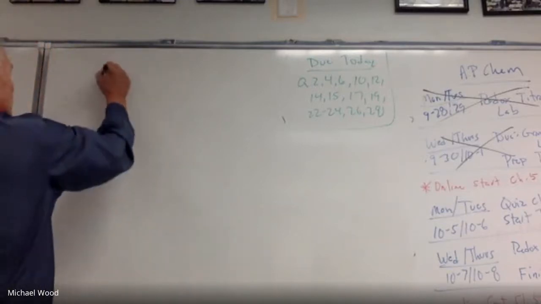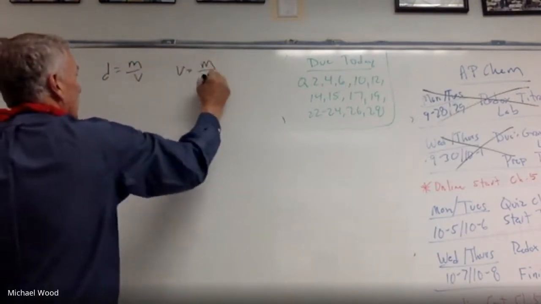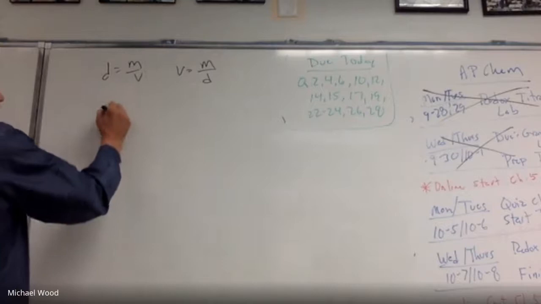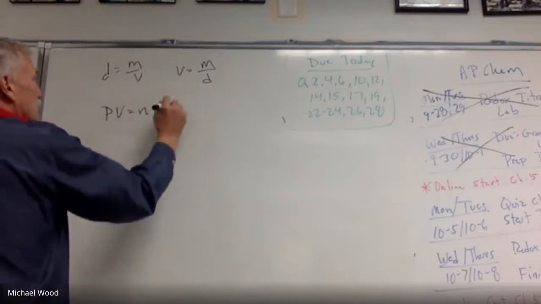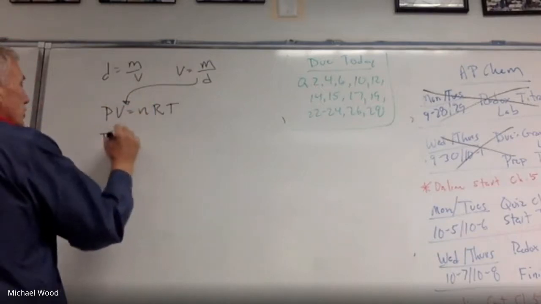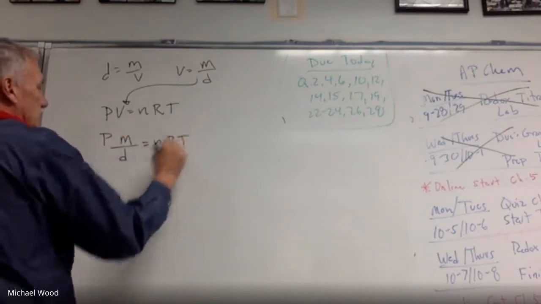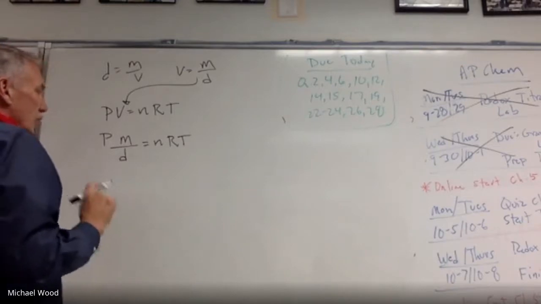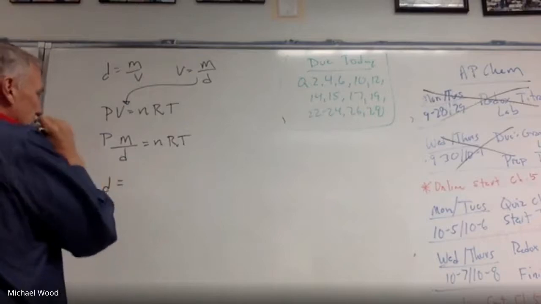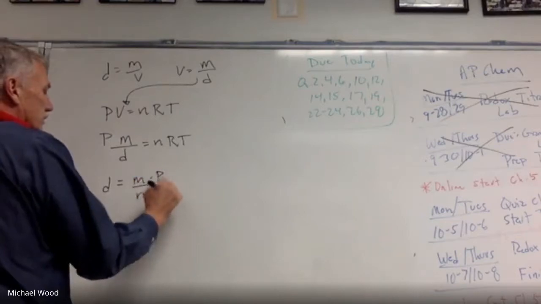First of all, I know that density is equal to mass over volume, so if I rearrange that, volume is mass over density. I'm just showing you how you could derive this. Well, I know that PV equals nRT, and so if I substitute that in for volume, I get pressure times mass over density equals nRT. Then if I rearrange this for density, I get that density is equal to the mass times the pressure over nRT.